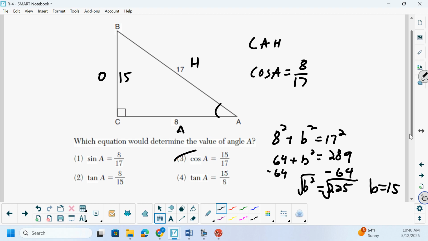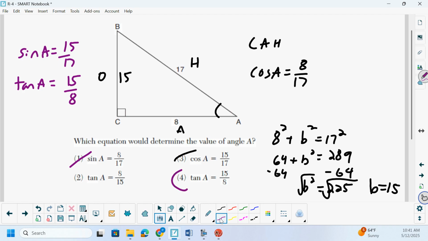So other options we could do from A, if we did sine of A, we would do opposite over hypotenuse, so 15 over 17. If we did tan of A, we would do opposite over adjacent, so 15 over 8. So we'll see if one of those is an option. So sine of A, they said was 8/17, so that's no good. Tan of A, we have 15/8, so that's the one we want, choice 4.